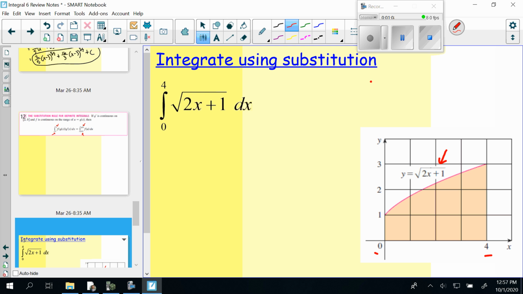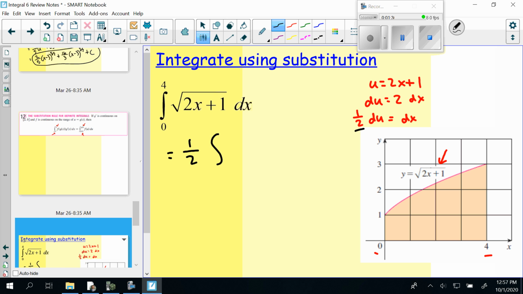Our function in a function there would be 2x plus 1, and so the derivative would be 2 dx there. So I'm going to move that 2 to the other side by dividing, so we're going to have 1/2 du here. So substituting in now, we're going to have that extra half when we substitute in here to change it to du. We're going to have square root of u here, because that's what our substitution was for u.